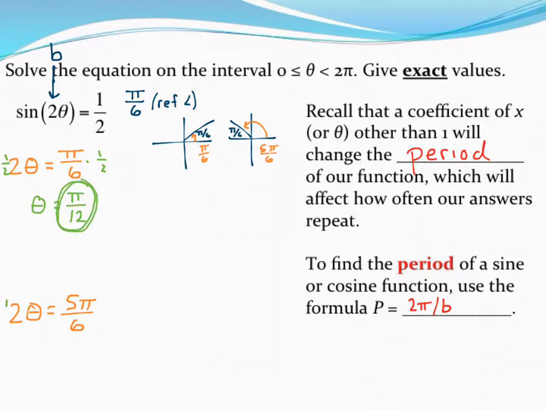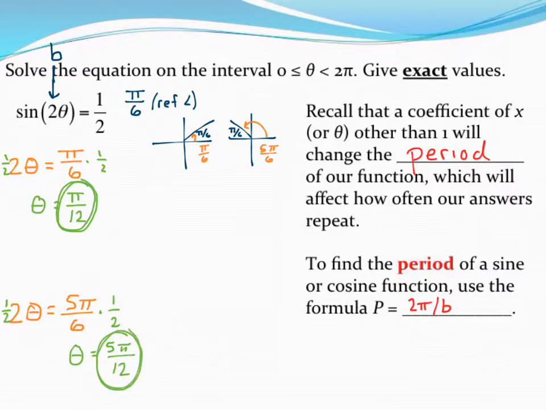And then down here, same thing. I'll multiply both sides by 1/2 or divide by 2. It's the same thing. It's just multiplying by 1/2 is easier for me to do in my head, working with fractions. And so this angle then becomes 5 pi over 12. And so those are my first 2 solutions.